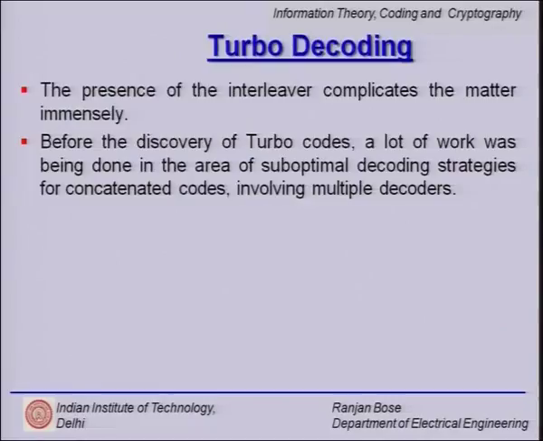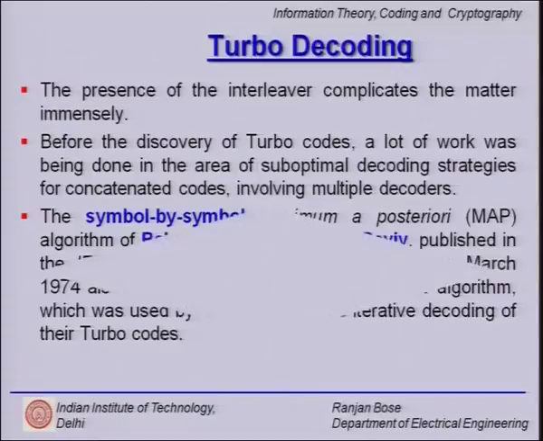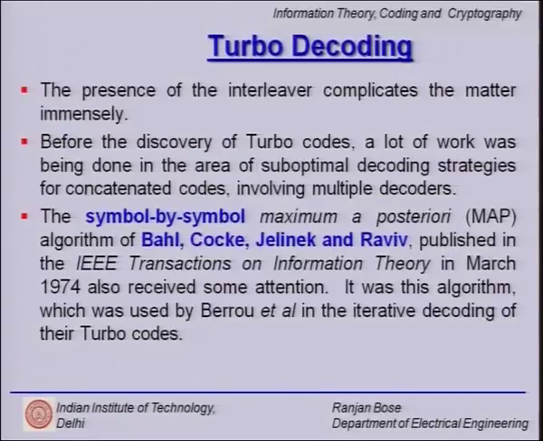Let us just now spend some time looking at two popular decoding algorithms. Before the discovery of turbo codes, a lot of work was done in the area of suboptimal decoding strategies for concatenated codes. Now, the symbol by symbol maximum a posteriori (MAP) algorithm by Bahl, Cocke, Jelinek and Raviv, which is called the BCJR algorithm, was published in 74, but it was there on the library shelves, not much was being done till in 1993 it was reused by Berrou et al.